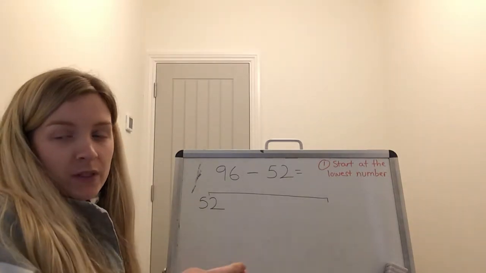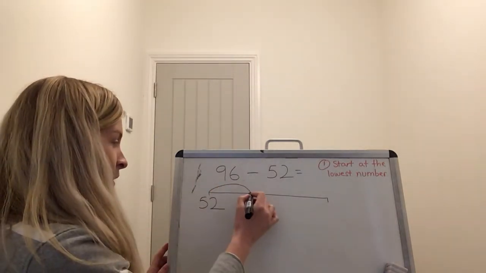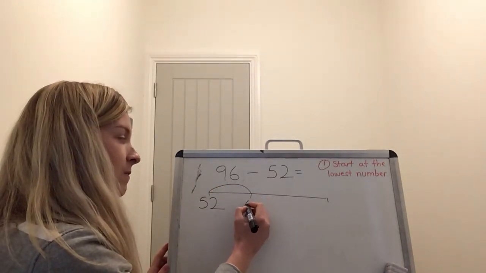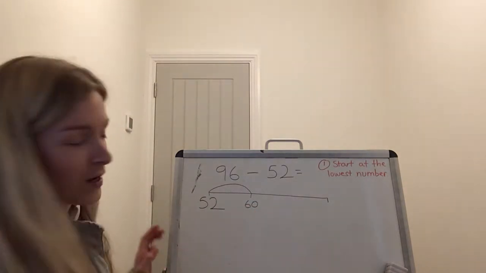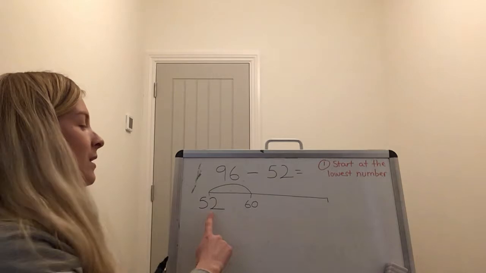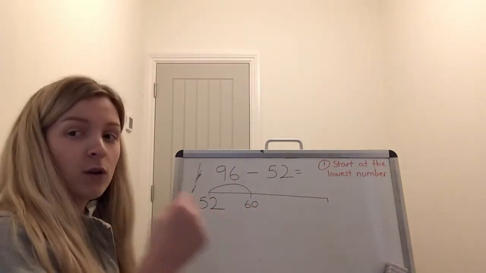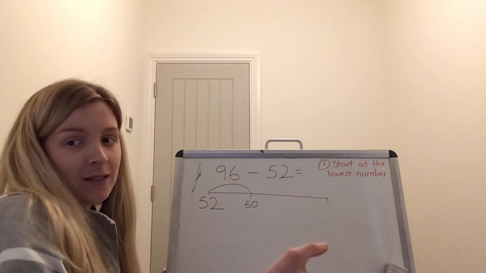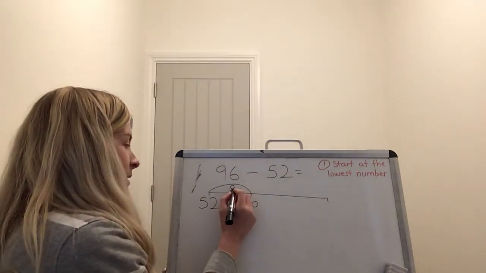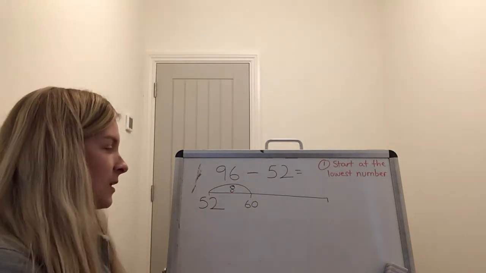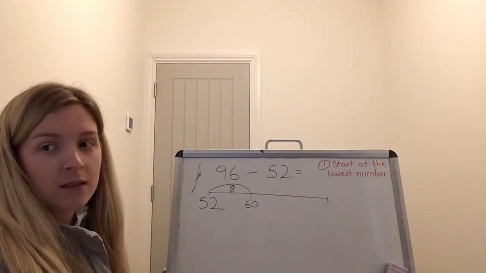Let's jump to the next multiple of 10. Do you know what that multiple of 10 would be? 60. You're absolutely right. How many have we jumped forward from 52 to 60? You know your number bonds, 2 and what makes 10? 2 and 8, absolutely. 2 and 8 takes us to 60. Still need to get to 96.